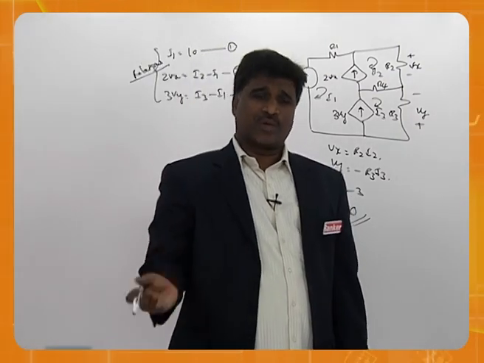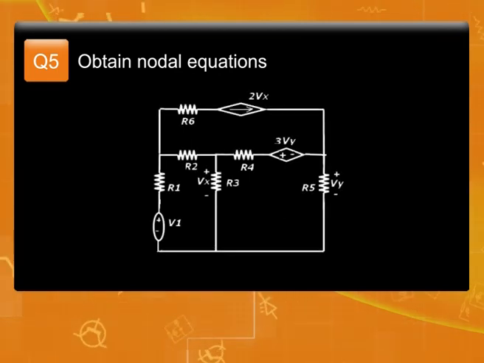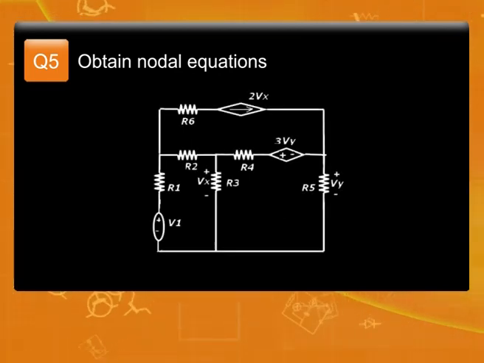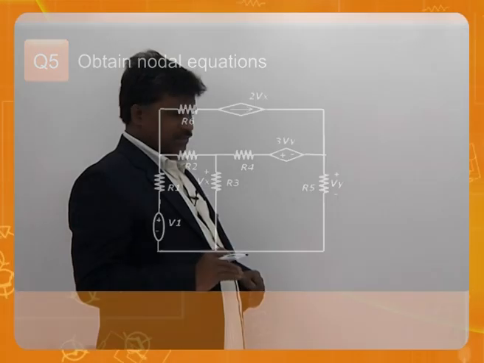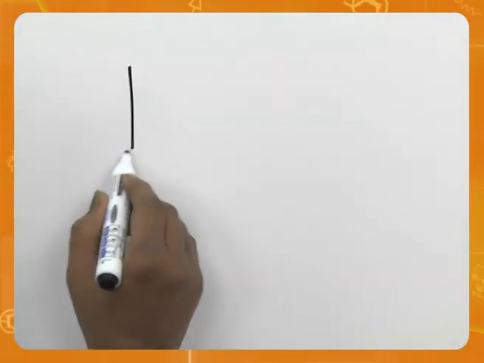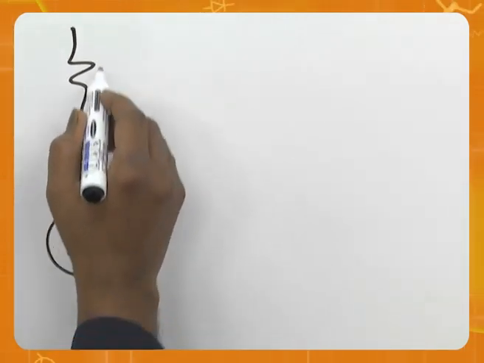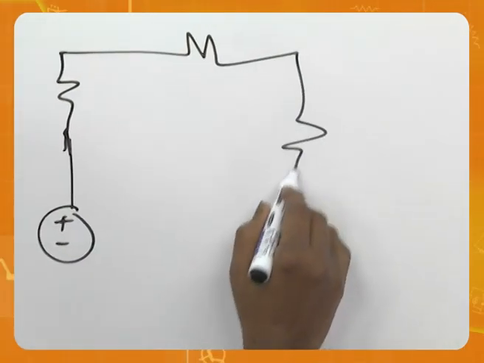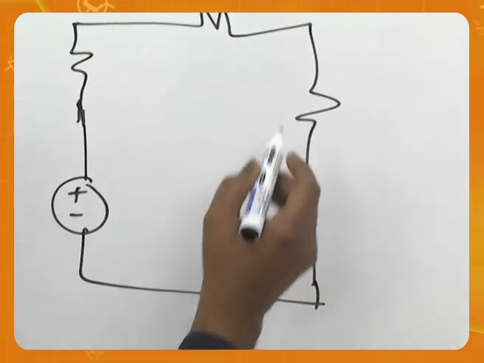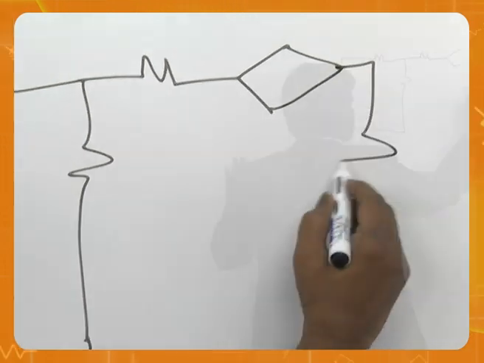We will go to nodal analysis. Let's go for nodal equations. The question is obtain nodal equations. As I told you, we only want equations because within 1 or 2 marks we can't solve it. Only equations. The equation that I have taken is this. For example, this is the equation. Apply and get the equations.